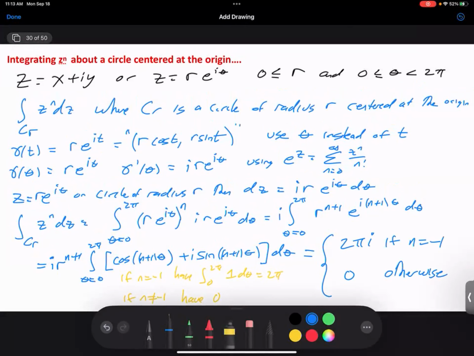So we can integrate z to the n when n is any integer. And it's 0 for every choice except n equals negative 1. This is one of the most important facts in all of complex analysis.